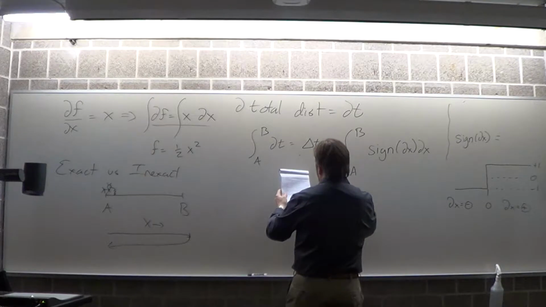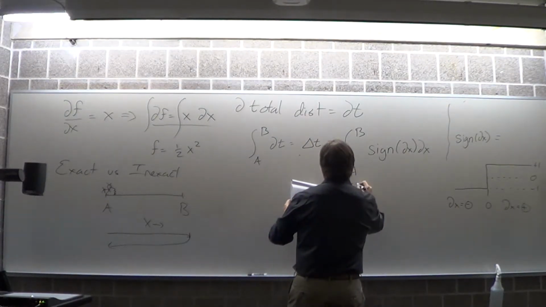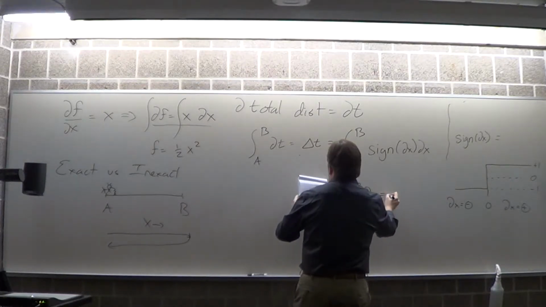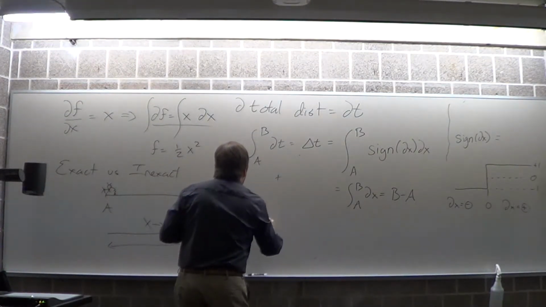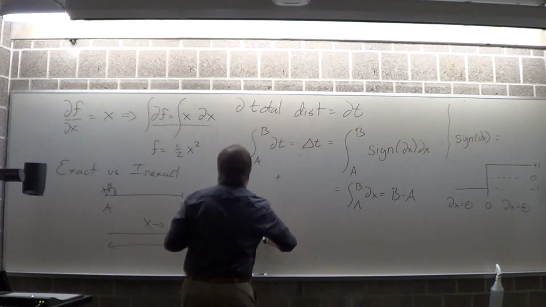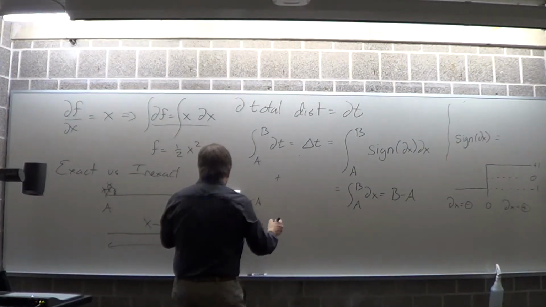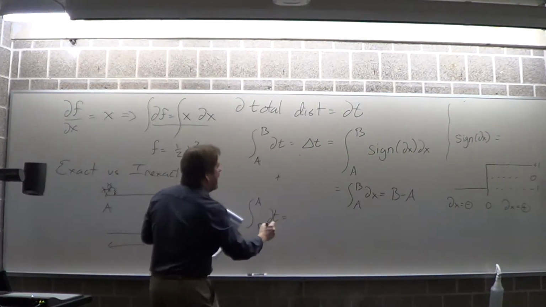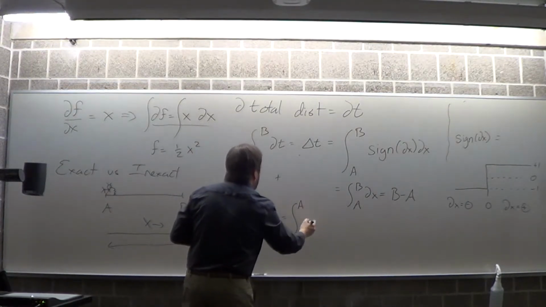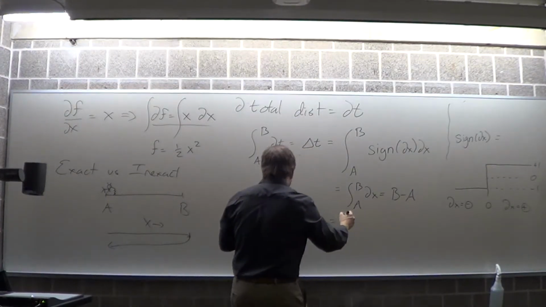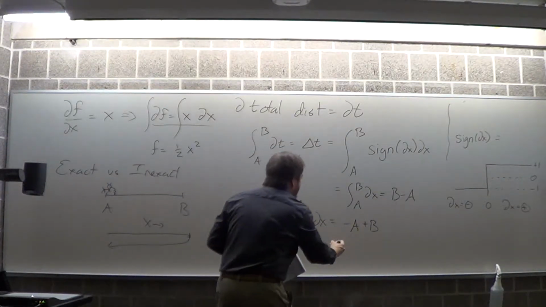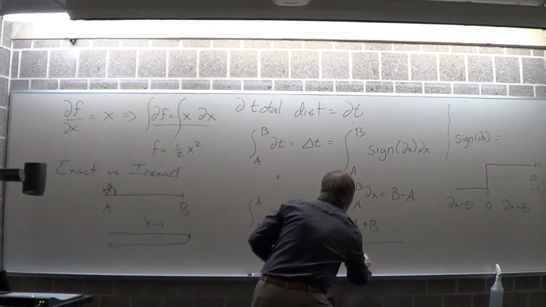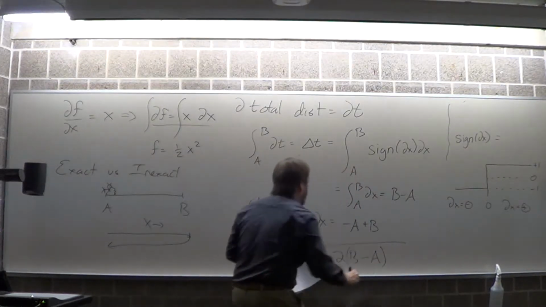All right, so if you do this, what do you get? The sine function is positive, so it ends up just being B minus A. Now let's do the second leg, where we go from B to A. Now the sine function is negative, and so that's going to be minus A plus B. And so the net is 2B minus A. There you go.